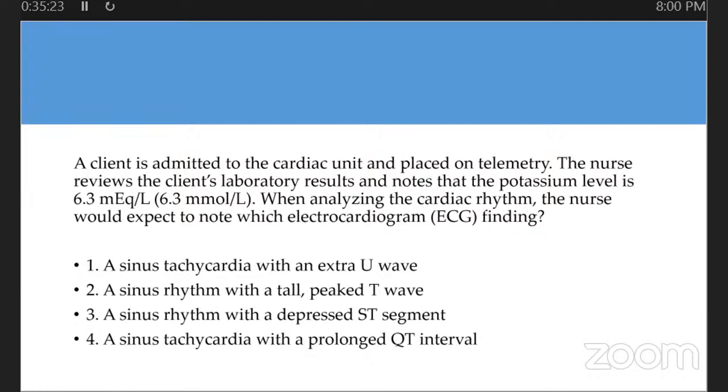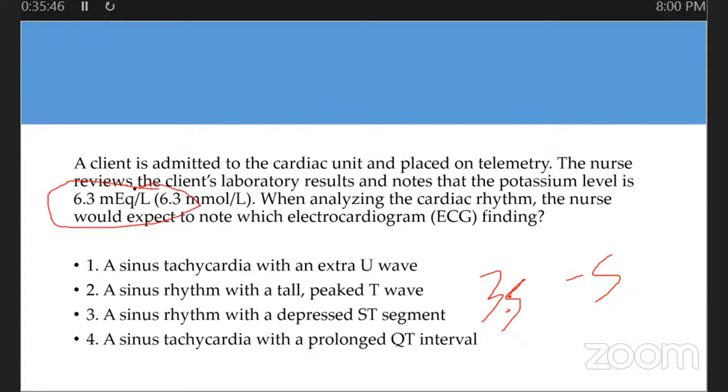So the client is admitted to the cardiac unit and placed on telemetry. The nurse reviews the client's lab results and knows that the potassium level is 6.3. Again, what's our normal? Remember, I talked about the 3 fingers of banana and the 5 fingers of banana. So my normal should be between 3.5 to 5. So my client is in hyperkalemia.